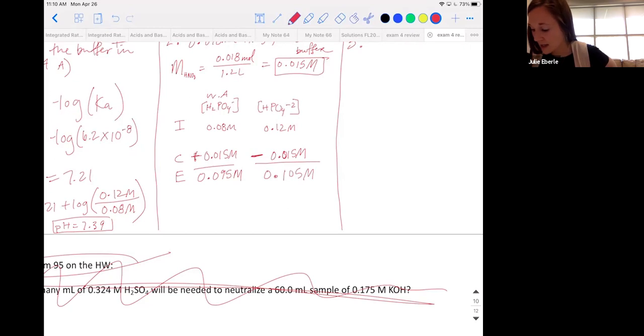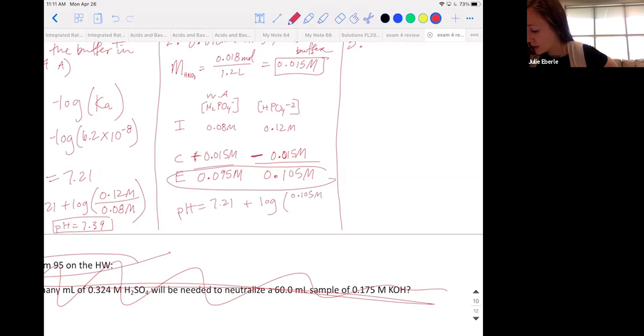And now we just plug these into Henderson-Hasselbalch. So pH equals pKa, 7.21. That never changes through all three parts of a buffer problem. It stays the same. What does change are your concentrations that you plug into the log term. 0.105 goes on top. Remember, you always put the conjugate base on top. Always put the weak acid on bottom.